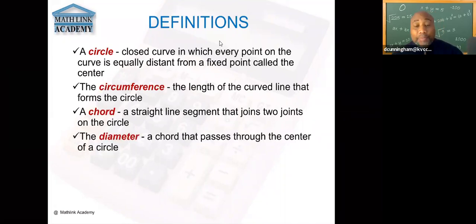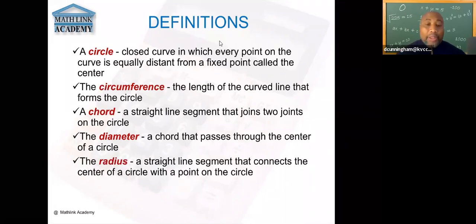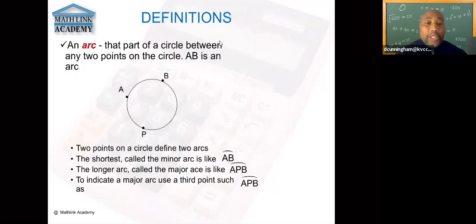The diameter is also a chord, but the difference is this one passes through the center of a circle. And then the radius is half of the diameter. It's a straight line segment that connects the center of a circle with a point on the circle. Now, a few things I want to show you as far as with the arc, and then we'll come back with the previous definitions that we talked about.